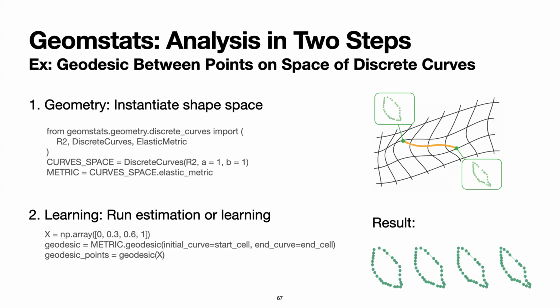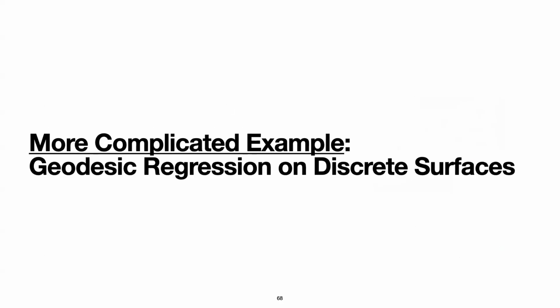And in this case, again, Geomstats makes it really easy. All you have to do is geodesic equals metric dot geodesic, initial curve equals start cell, end curve equals end cell. Again, start cell and end cell have to be an array of points. And then if you want to compute points along that geodesic, then you can give it an array of x's. And this is real data, an actual result of a geodesic between 2 cells. And you can see that it's a very nice, smooth deformation between 2 cells.